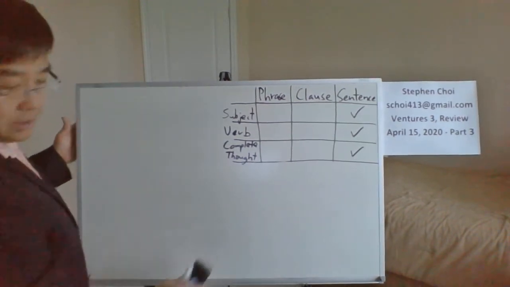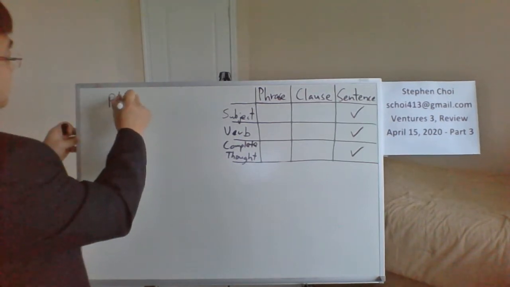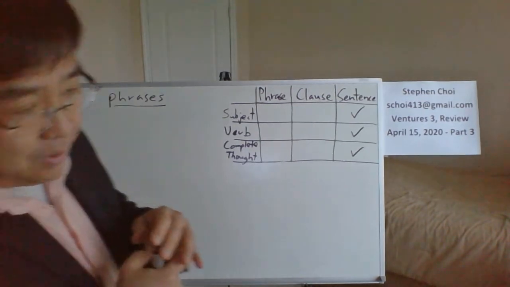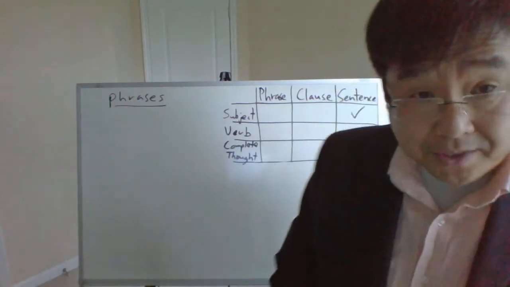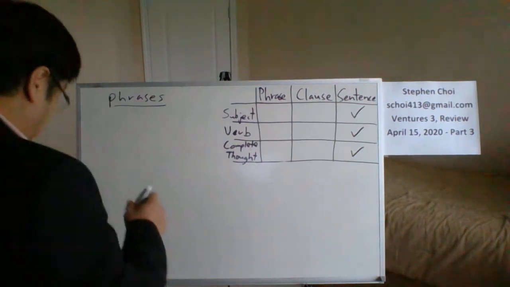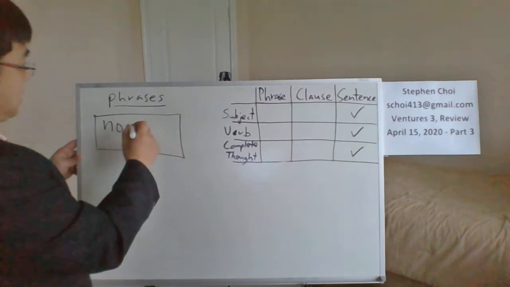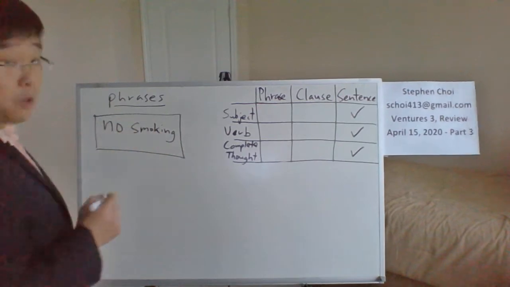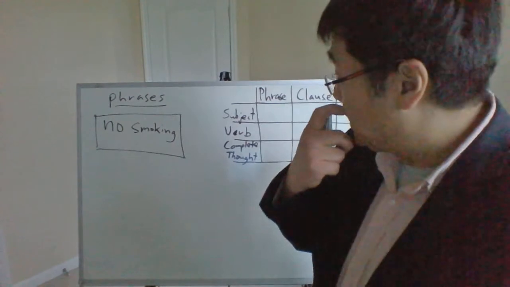All right. So I want to talk about phrases first. What are phrases? Remember, I said paragraphs are two or more sentences, right? Well, phrases are two or more words. For example, there might be a sign that says, no smoking. You can't smoke cigarettes, right? You'll see signs like that everywhere nowadays.